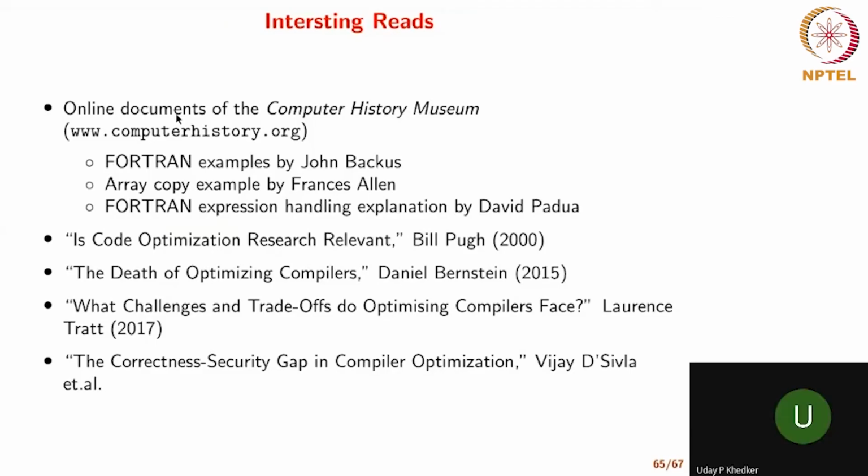I have written down some papers. Something called "Is Code Optimization Research Relevant?" by Bill Pugh, who had this talk in 2000, and then "The Death of Optimizing Compilers", which Daniel Bernstein predicted in 2015, and then there is Lawrence Stratt. I think you mentioned it: what challenges and trade-offs do optimizing compilers face? I think these are worthwhile readings for the big picture.